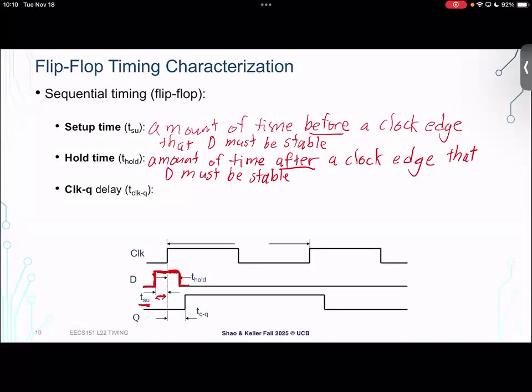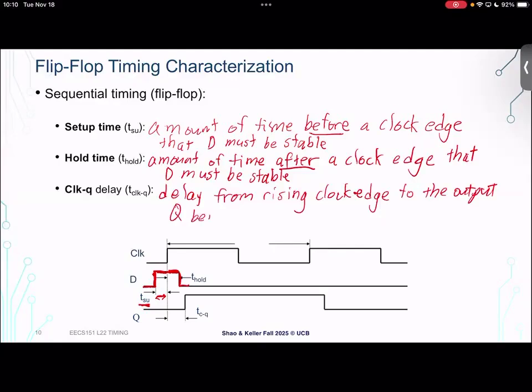Okay, and then finally we have the clock to Q delay. Clock to Q delay is a little less scary. It's not a constraint imposed on the rest of the design. It's just a property of the flip-flop itself. So clock to Q delay is the delay from the rising clock edge to the output Q being updated.